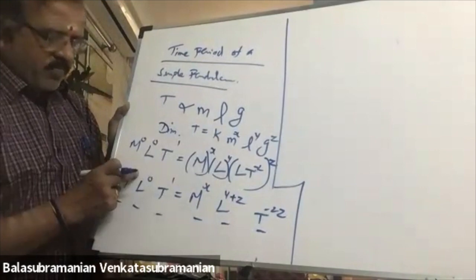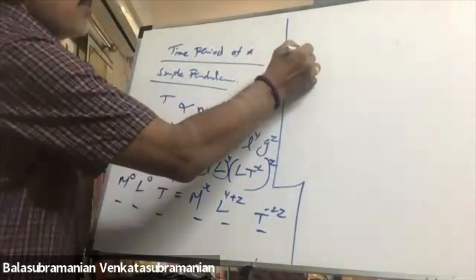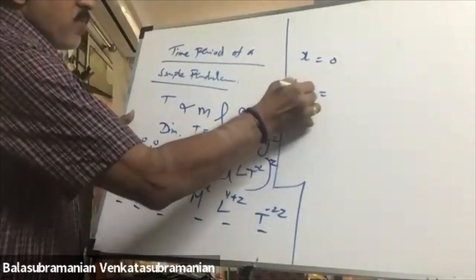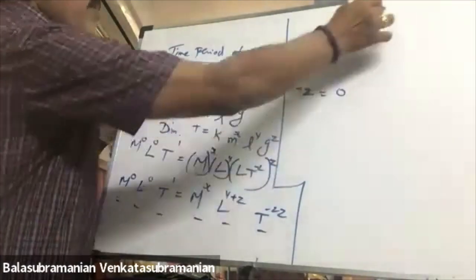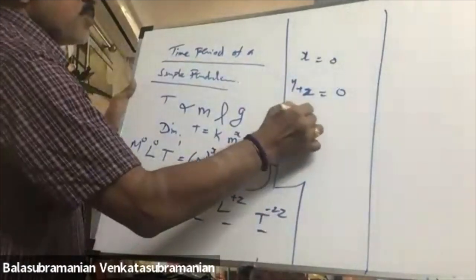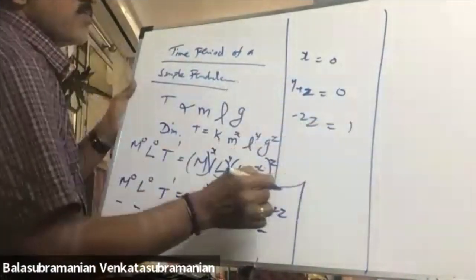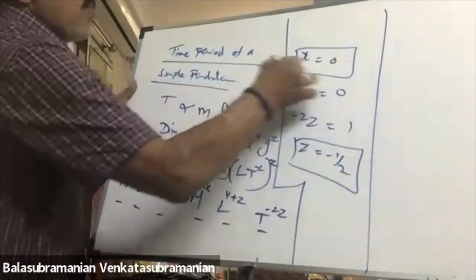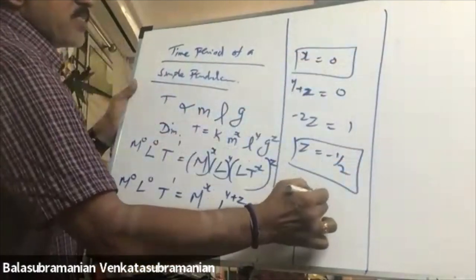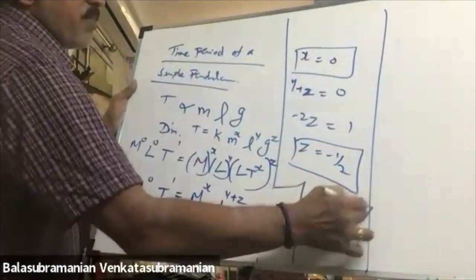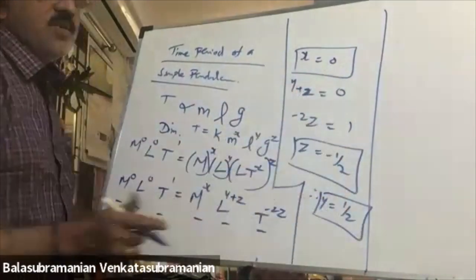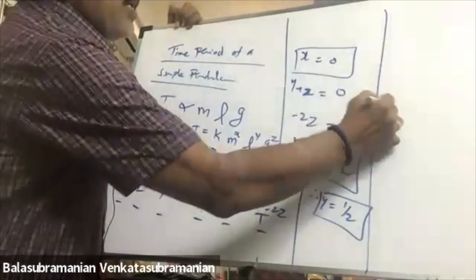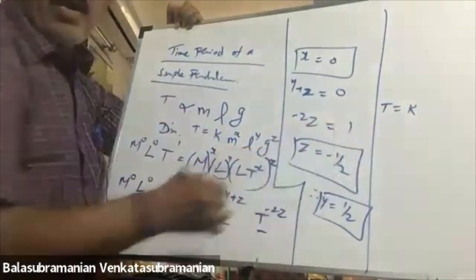Then equate the powers. X is equal to 0. Y plus Z is equal to 0. Minus 2Z is equal to 1. So Z is equal to minus half. X is equal to 0. Z is equal to minus half means Y is equal to plus half, because adding these two, you are getting 0. So X, Y, Z, you know, substitute here. Power half T is equal to a constant K.